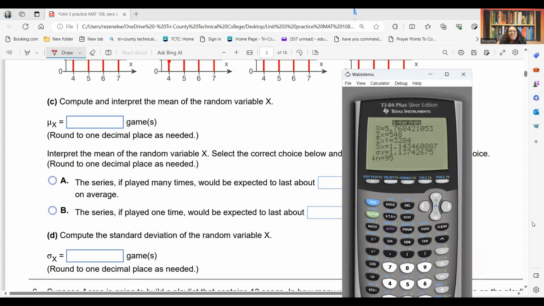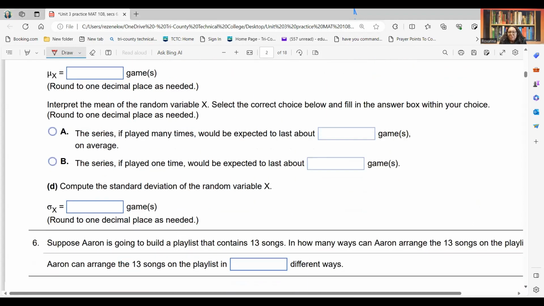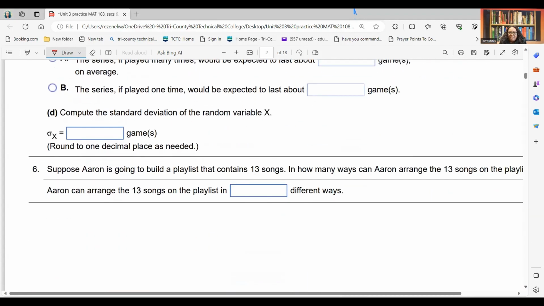Okay, let's go to D. This question has a D part. I know somebody told me that we have done this before, but I want to make sure that we emphasize what we need to know. D: compute the standard deviation of the random variable. Somebody tell me how to get the standard deviation of this random variable.